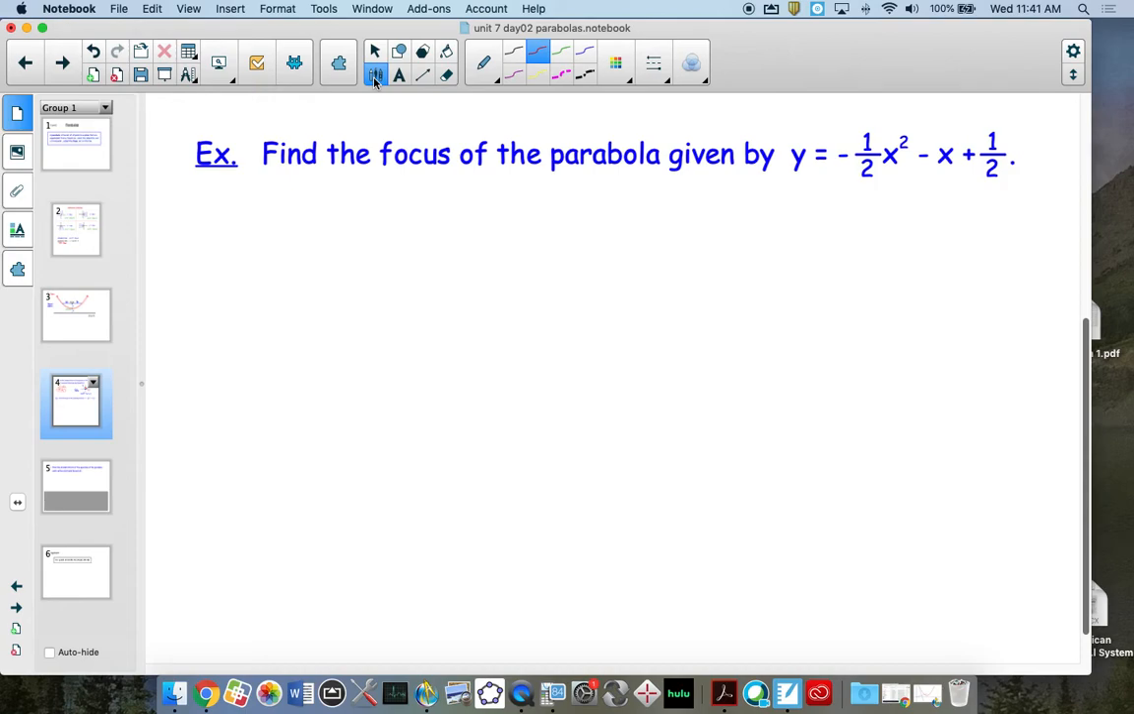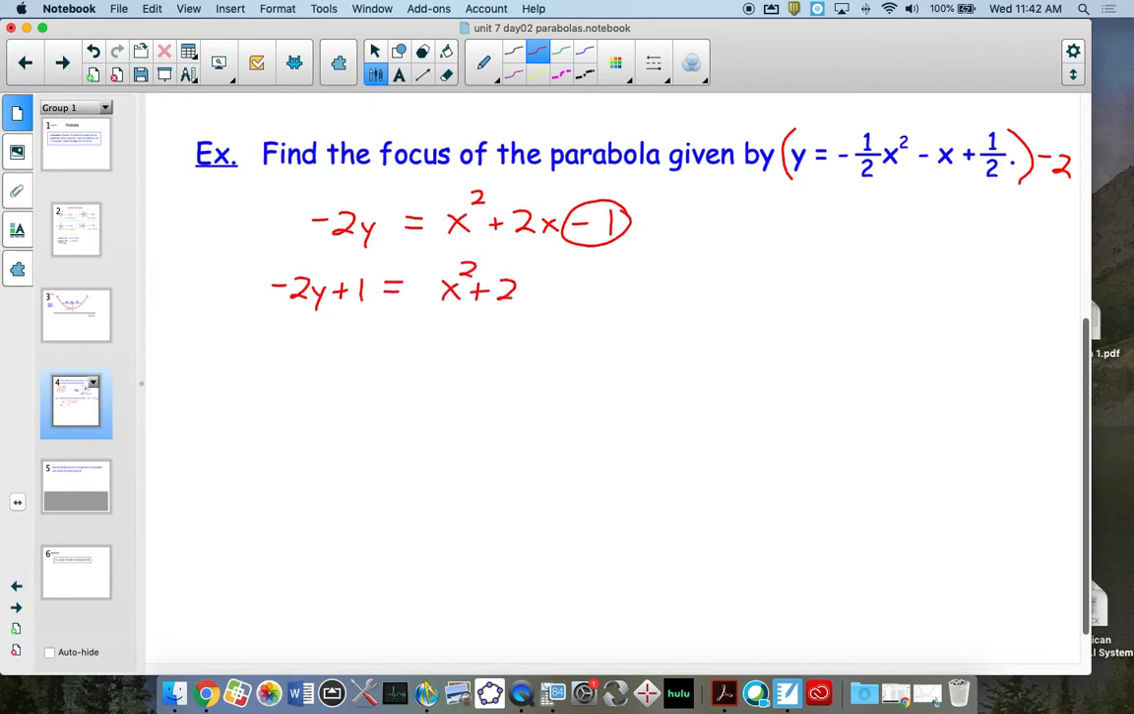First thing I would do is try to get rid of all the fractions. So if I want the x squared to have a coefficient of positive 1, I could multiply everything in this equation by negative 2. Then I'm going to have negative 2y on the left. Negative 1/2 times negative 2 is just positive 1. So I'll have 1x squared, and then plus 2x, and then minus 1. Now I'm going to take this minus 1 and move it over to the other side. So I have negative 2y plus 1 equals x squared plus 2x.